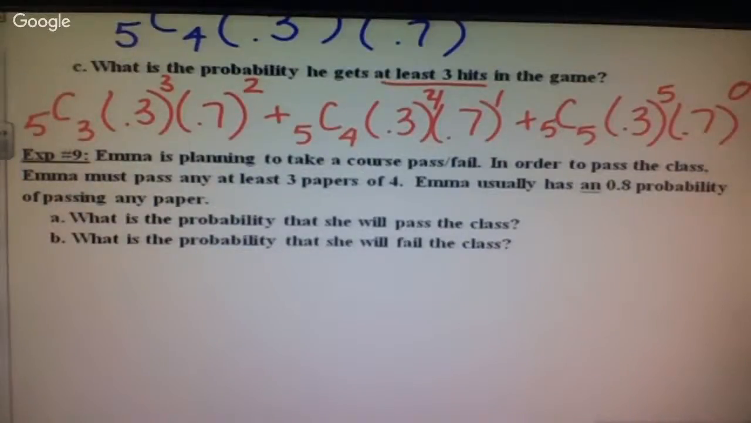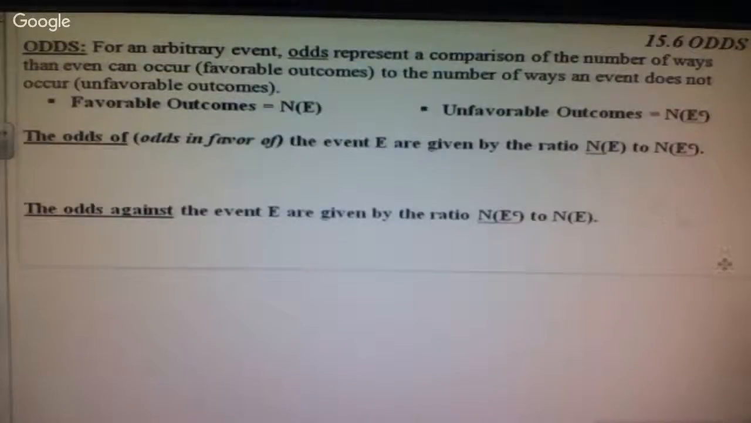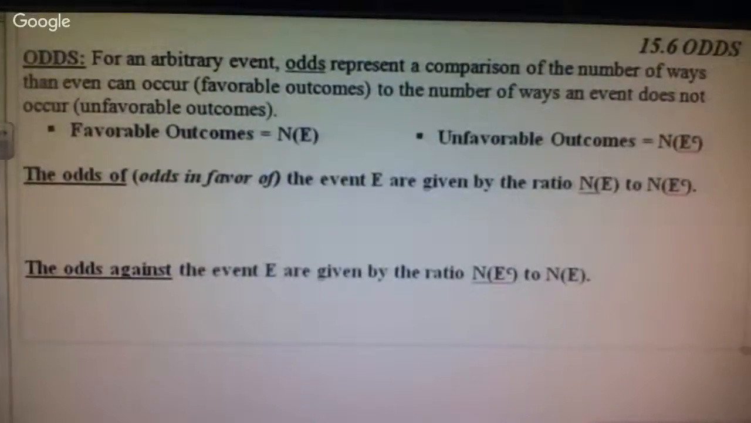Okay, example number 9 is the same, so we're going to skip on to that and move on to odds. So find 15.6 odds. Best part is you already know how to do odds. And when you see how easy odds are, you're going to be like, really, Miss Smith? You kidding, right? No, I'm not. Okay. So odds are not probability. It is a comparison of the number of ways that an event can occur and an event cannot occur.